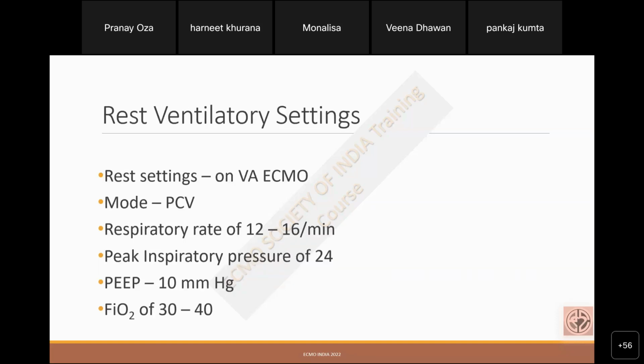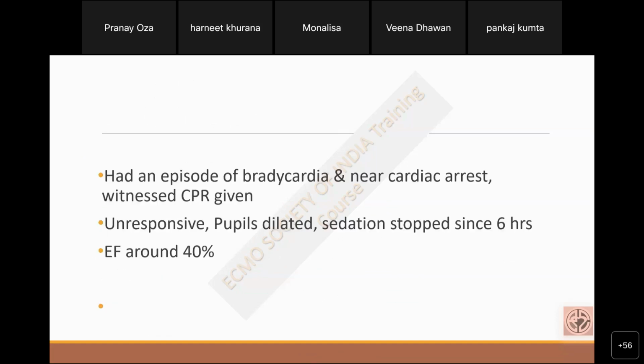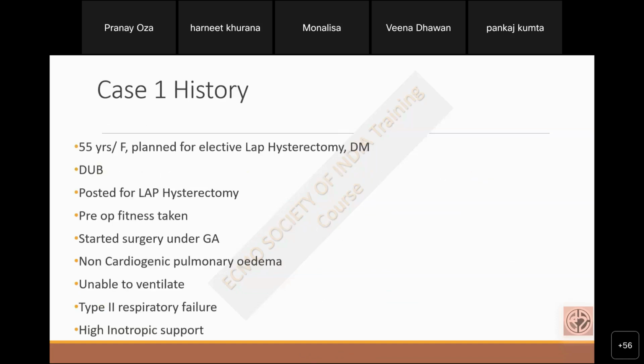So VV ECMO again, PCV mode, pressure control mode, respiratory rate 12 to 16, we have some liberty. Peak pressures around 24, PEEP of 10, and FiO2 30 to 40. Sometimes we go up to 60. Now, I'll just go fast to the case discussion.